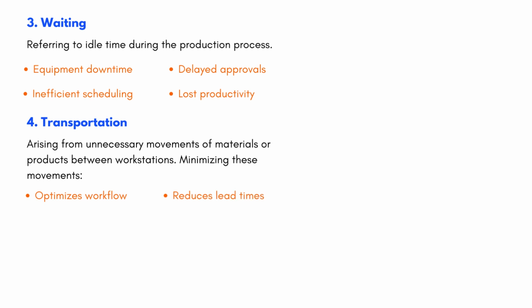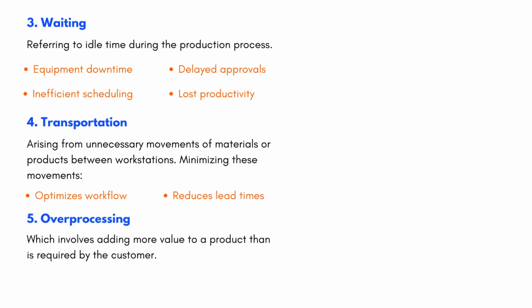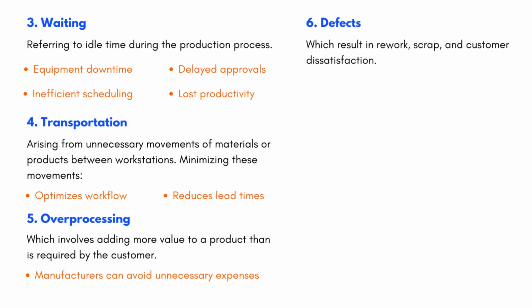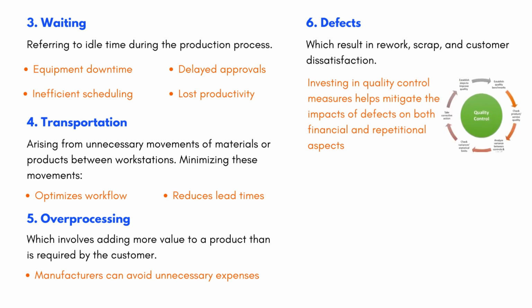The fifth form of waste is overprocessing, which involves adding more value to a product than is required by the customer. By understanding customer needs and streamlining processes accordingly, manufacturers can avoid unnecessary expenses. The sixth is defects, which result in rework, scrap, and customer dissatisfaction. Investing in quality control measures helps mitigate the impacts of defects on both financial and reputational aspects.